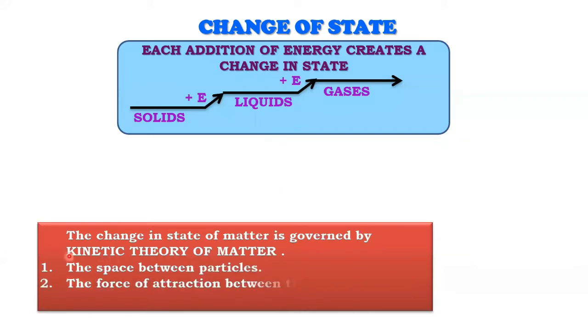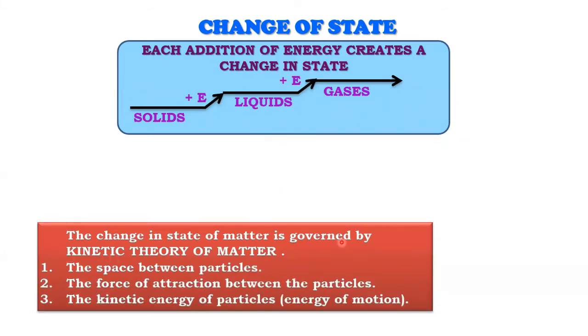The change in state of matter is governed by the kinetic theory of matter. Okay, so who governs the change in state of matter? कौन इसको control करता है? कौन इसको govern करेगा? There are three properties of particles: the space between the particles, the force of attraction between the particles, and the kinetic energy of the particles. If we alter any of these, what will happen? We'll get a new state of matter.